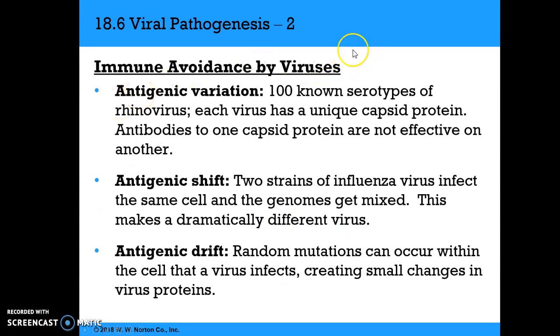So, for immune avoidance by viruses, there is antigenic variation, so there's 100 known serotypes of rhinovirus. Each virus has a unique capsid protein. Antibodies to one capsid protein are not effective on another. There's also antigenic shift. Two strains of influenza virus can infect the same cell, and the genomes can get mixed. It makes a dramatically different virus in that case. In antigenic drift, we have random mutations that occur within the cell that a virus infects, and this creates small changes in the virus proteins.